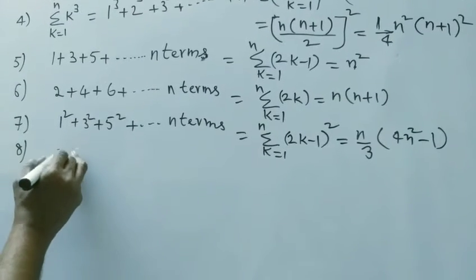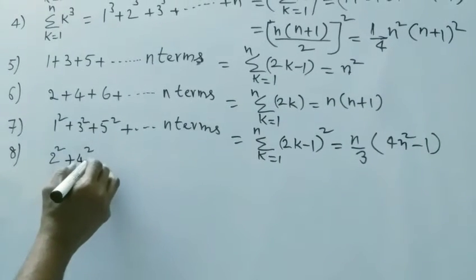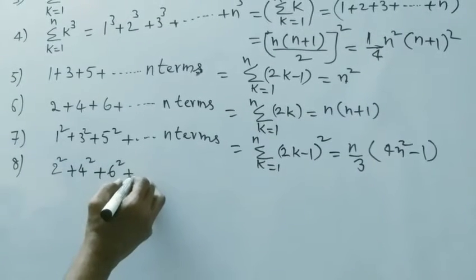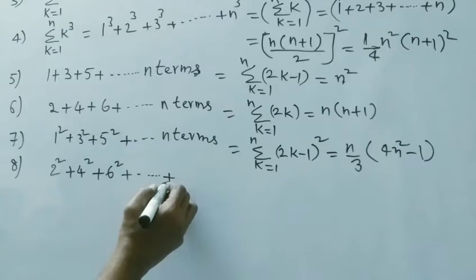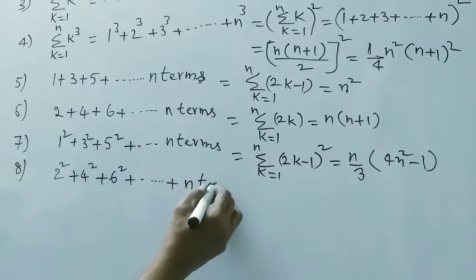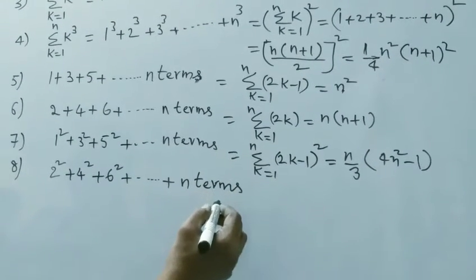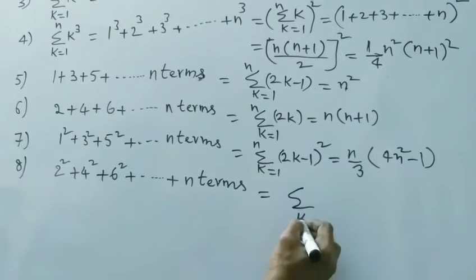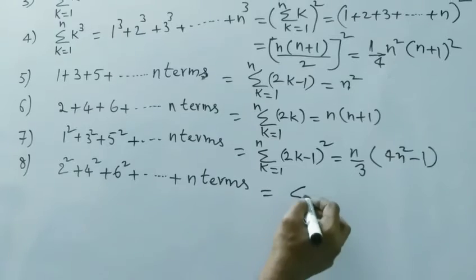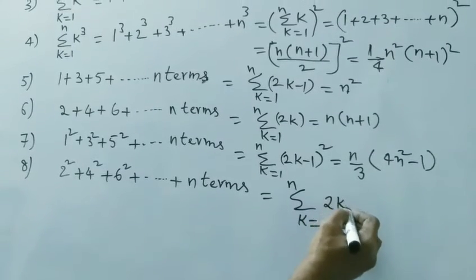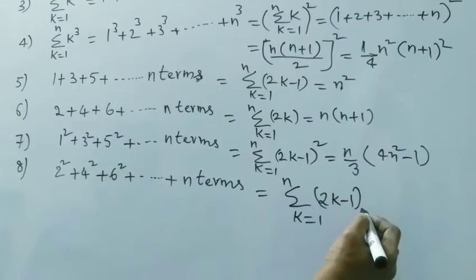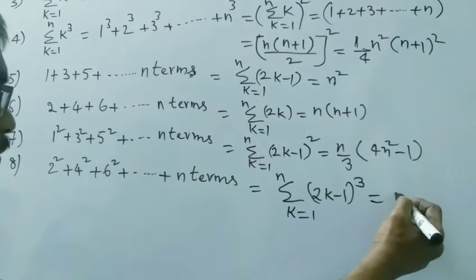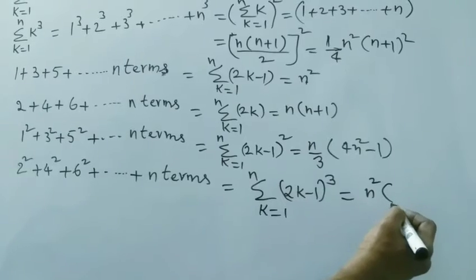2 square plus 4 square plus 6 square plus and so on plus n terms is equal to summation of k is equal to 1 to n (2k minus 1) whole cube is equal to n square of 2n square minus 1.